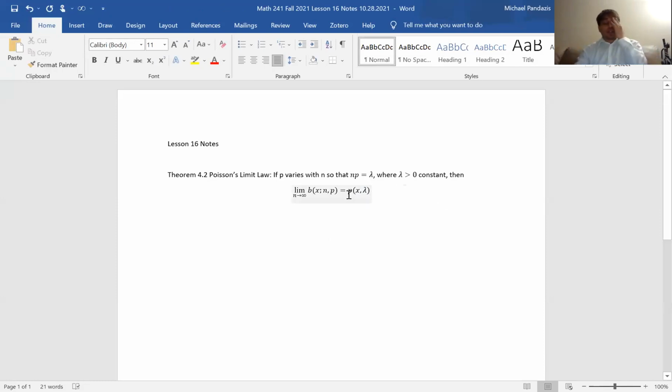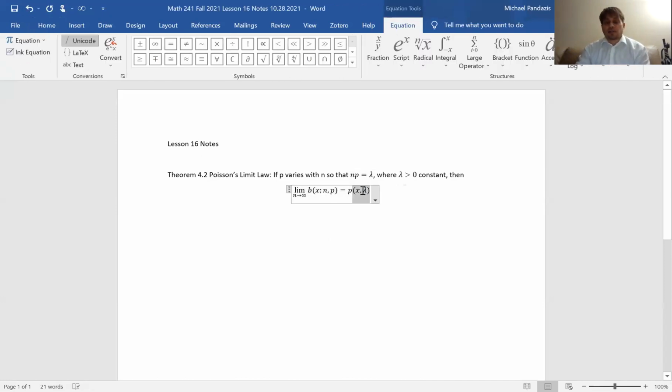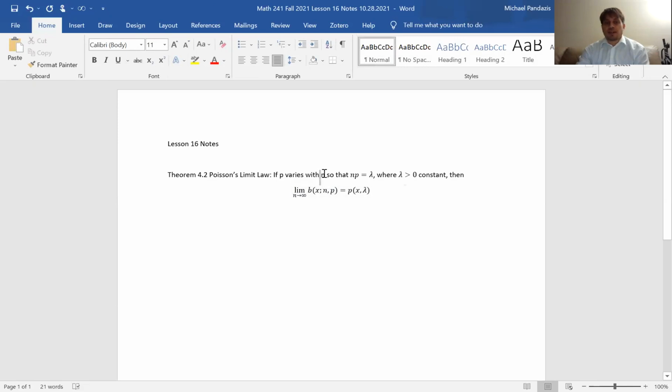So not only does the Poisson probability function approximate the binomial, the limit of the binomial is equal to the Poisson. That means that if n is very, very large, then these values have to be very close to these values. Because as n goes to infinity, b goes to p. And so if you take little n large enough, then these b's will be very close to p.